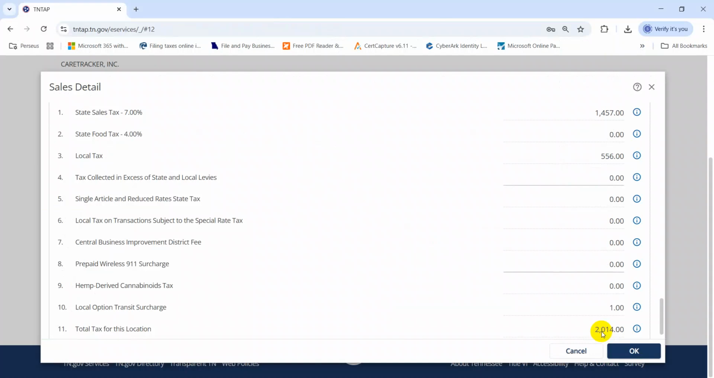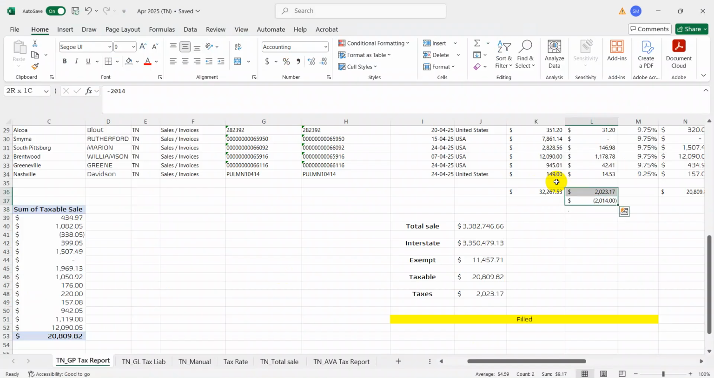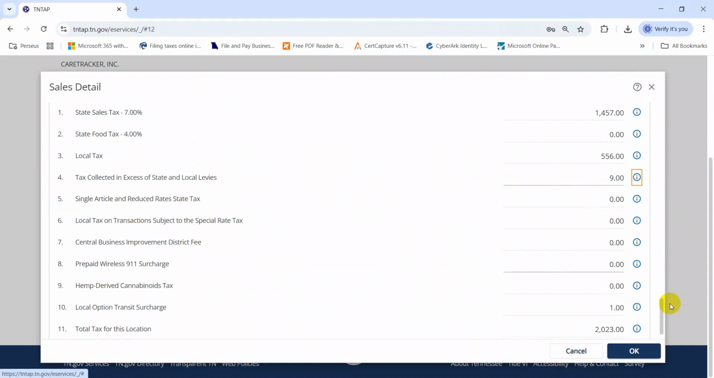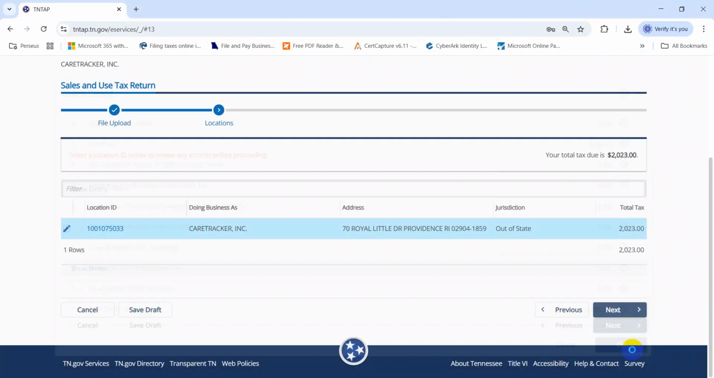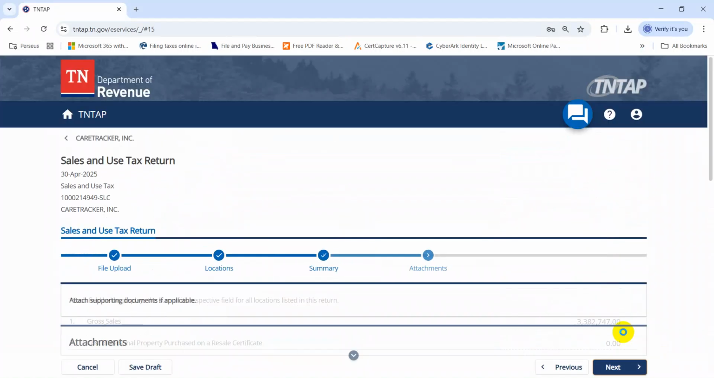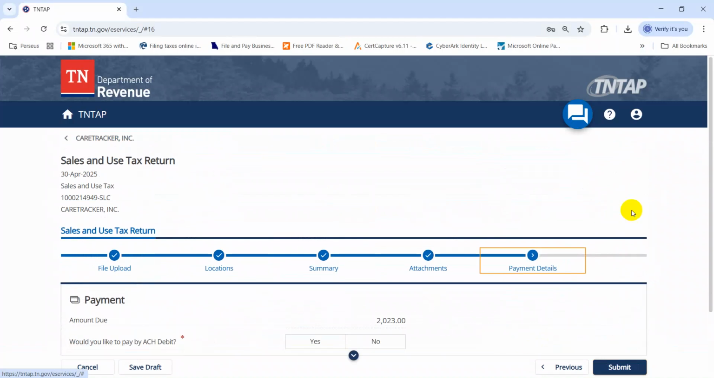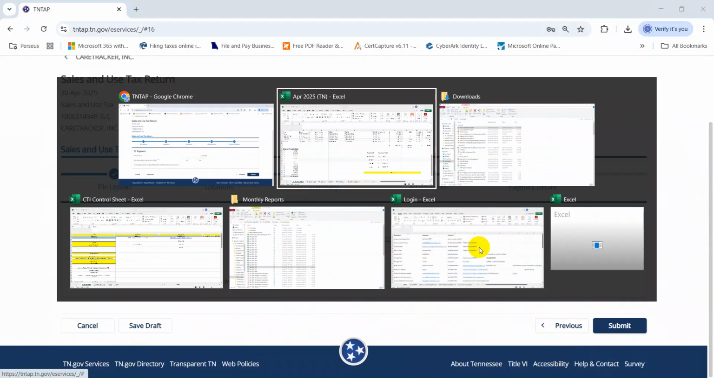Now the difference is $9.17. So normally when we file for the Tennessee state, we do get that difference. The portal calculates less tax, and the tax that we collect from the customer is more. So if you see here, we have a line item in our return, tax collected in excess of state and local levies. You just put the difference here, and my total $9 which I have collected. So $9 is tax that has been calculated extra by us, and then it's 2023. Now I will just click next, next, next, and then here I will input my payment information and my return will be filed.